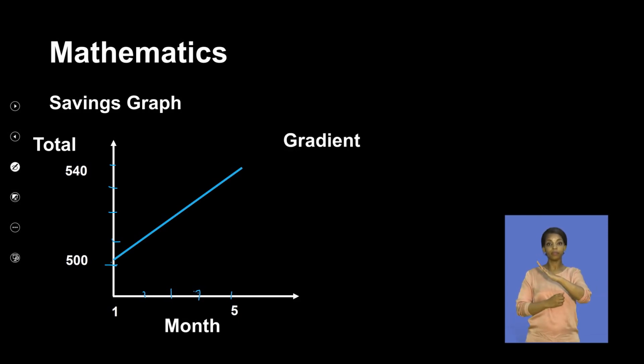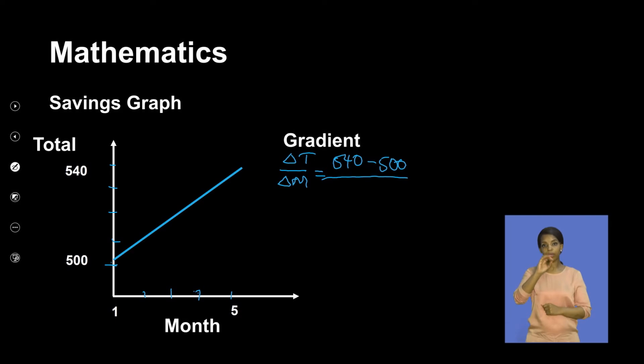If I want to look at what my gradient is here, it will be the change in the total, which I will call delta T, over the change in months, which will just be M in this instance. So this will be 540 minus 500, divided by month 5 minus month 1. The 540 they had on month 5, and the 500 they had on month 1. So this is equal to 40 over 4, which is equal to 10, as you saw in the previous example on the table.